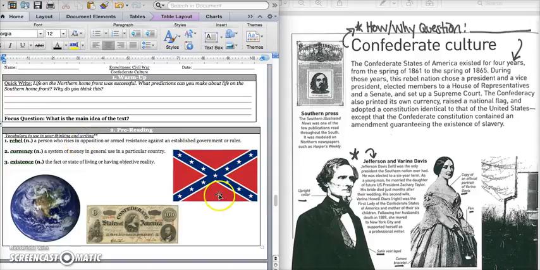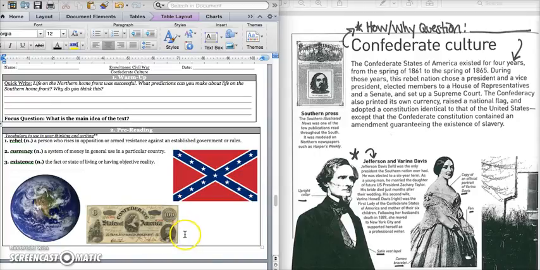And we know our Confederate citizens rebelled against the Union. They said, hey, we're not going to be a part of your country anymore. We are going to create our own. That's why we have a picture of the Confederate flag. Next, we have currency. It's a system of money.